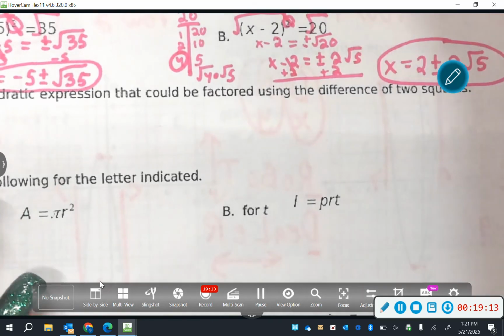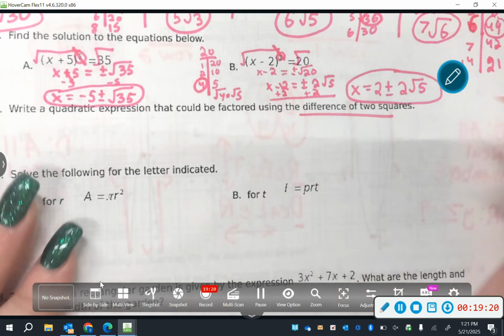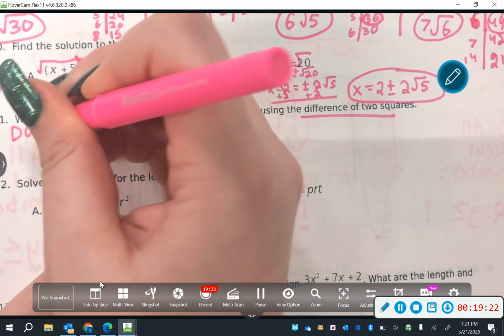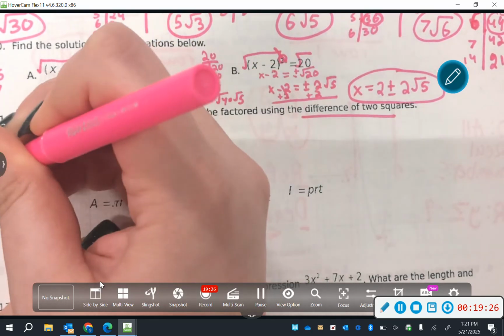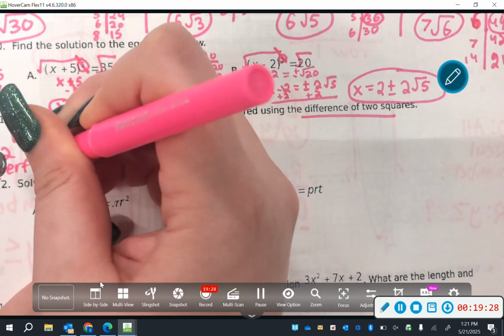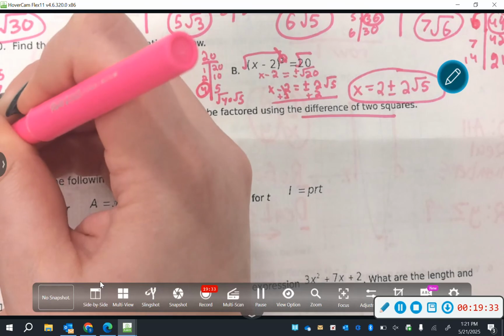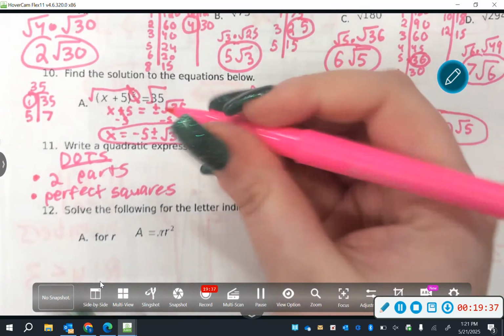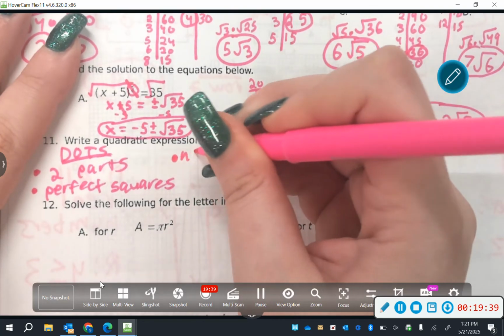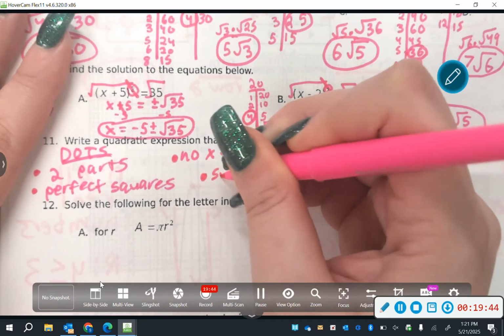This one says, write a quadratic expression that can be factored using a difference of 2 squares. Remember, difference of 2 squares means two parts, and they're perfect squares, no x term, subtracting.